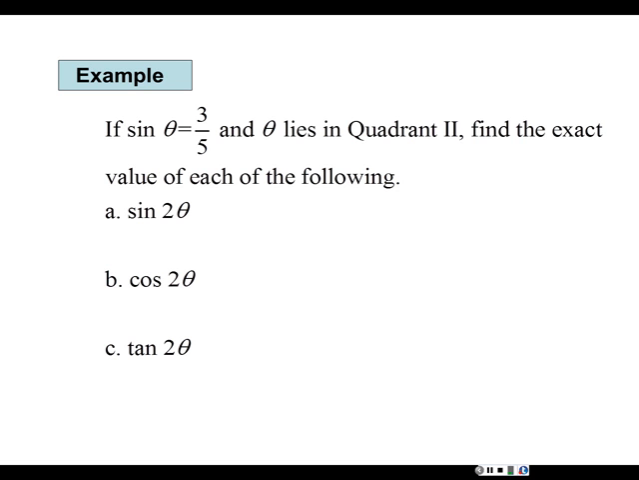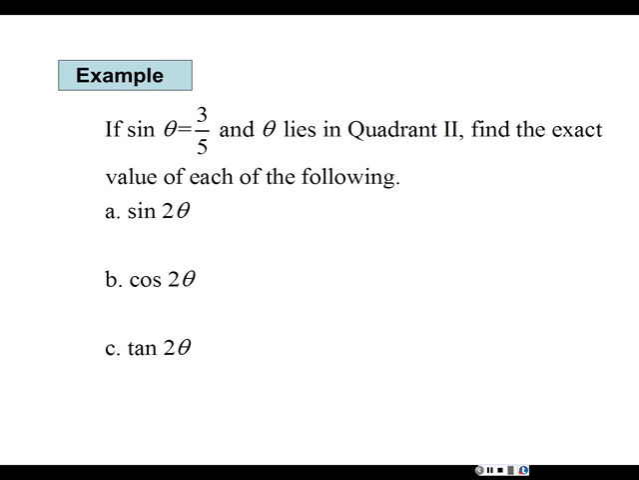Now here we have a question. Your sine theta is given, and you have to find sine 2 theta, cos 2 theta, and tangent 2 theta. First, to find sine 2 theta, you have to apply the double angle formula for sine. But before we do that, let's write the formula first, then we'll understand what you need to do.